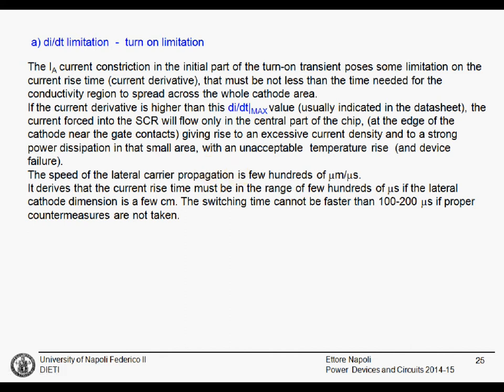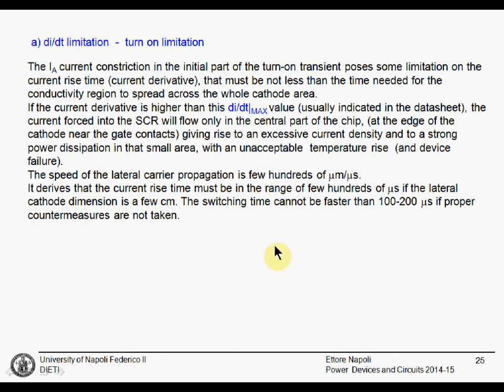Please remember, these are bipolar devices. Bipolar devices are very weak when it comes to temperature. If there is an uneven distribution of the temperature, we know they also have a positive temperature coefficient with the current. This means that if the central part of the device becomes very hot, it will carry more current, and it is possible that you are not able to switch on the entire device, and all the current flows in a small area.